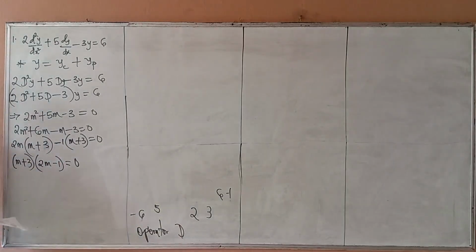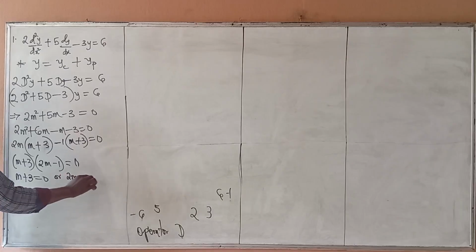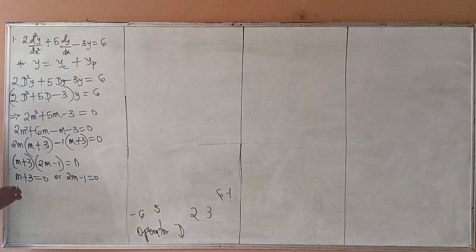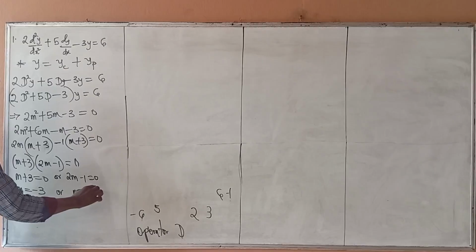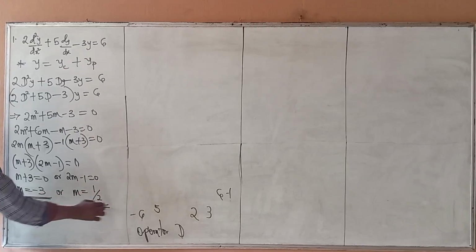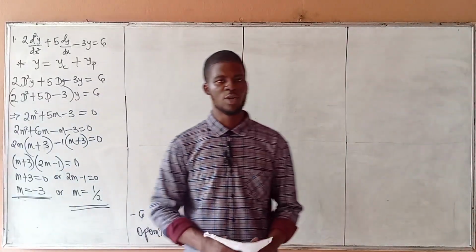I'm doing quadratics, you know that. If the product of two numbers is equal to 0, it means that one of the numbers is 0. And that means either m plus 3 is 0 or 2m minus 1 is 0. From here, m is equal to negative 3, or from here, m is equal to positive 1 over 2. So we have gotten the values of m from the auxiliary equation.